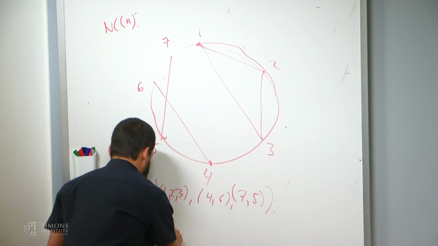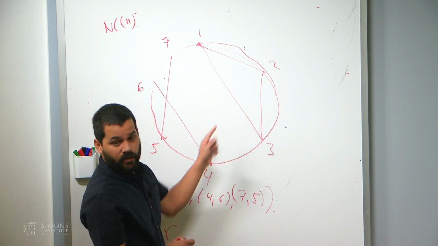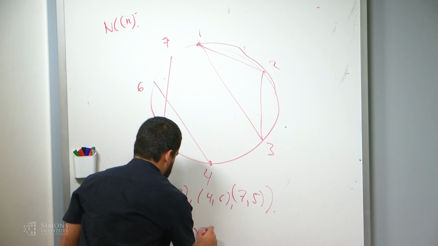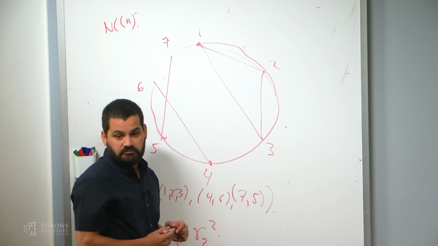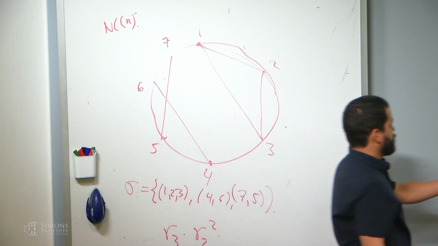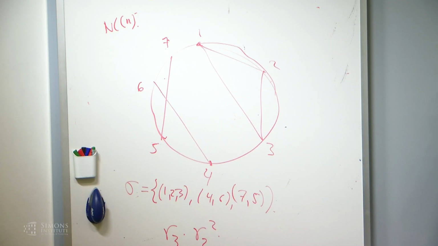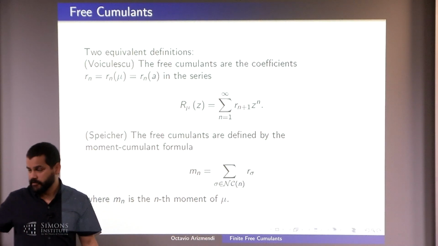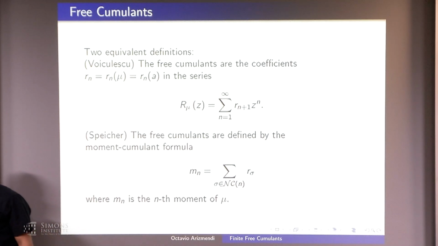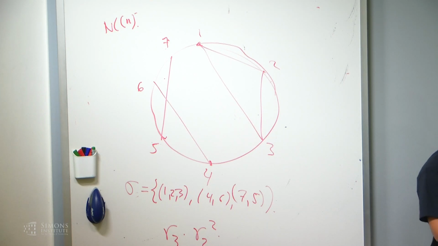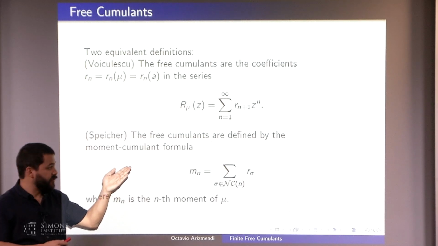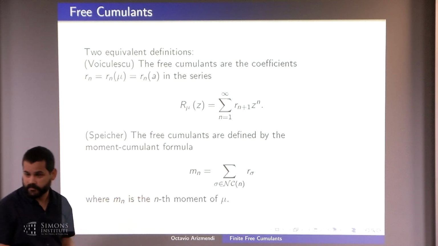Then the free cumulant of the partition will be just the product of the cumulants indexed by the sizes of the blocks. In this case, it will be R3 times R2 squared. So this is what this formula is telling me: if I want to recover the moments from the cumulants, I just sum over all non-crossing partitions of size n, and then I do this multiplication over the sizes of the blocks. Okay, so for instance, M1 is just R1, M2 is R2 plus R1 squared, and so on.